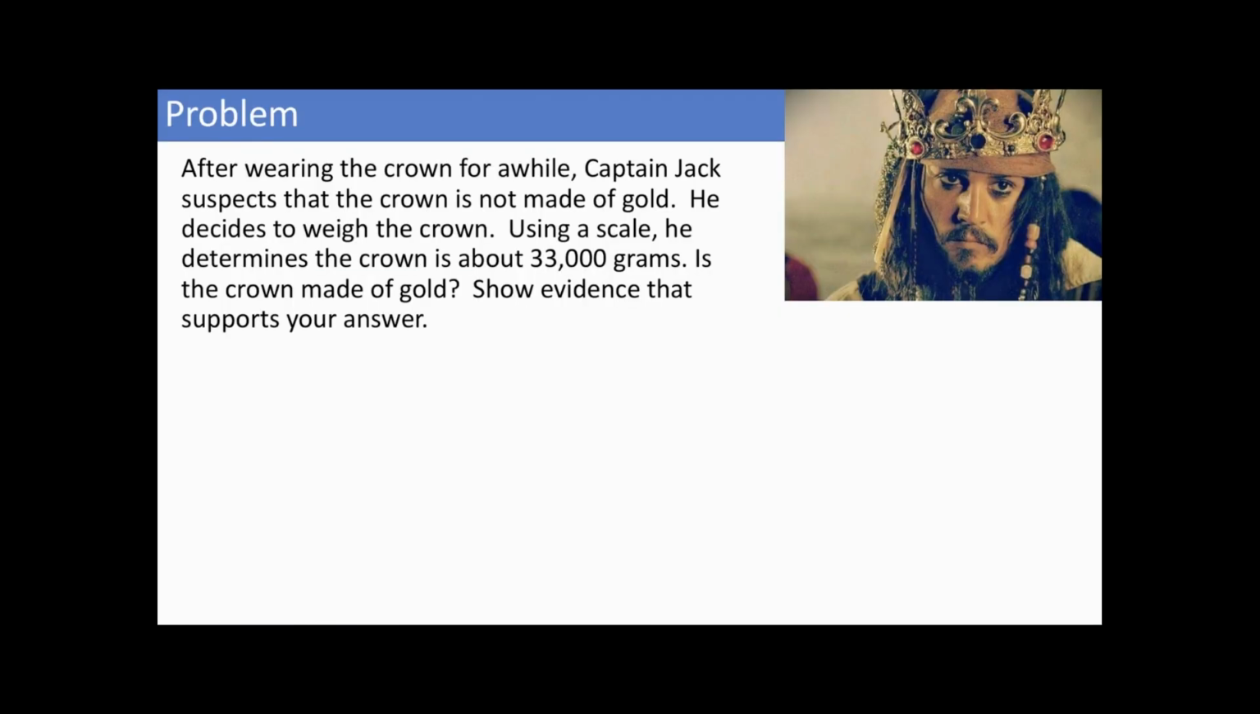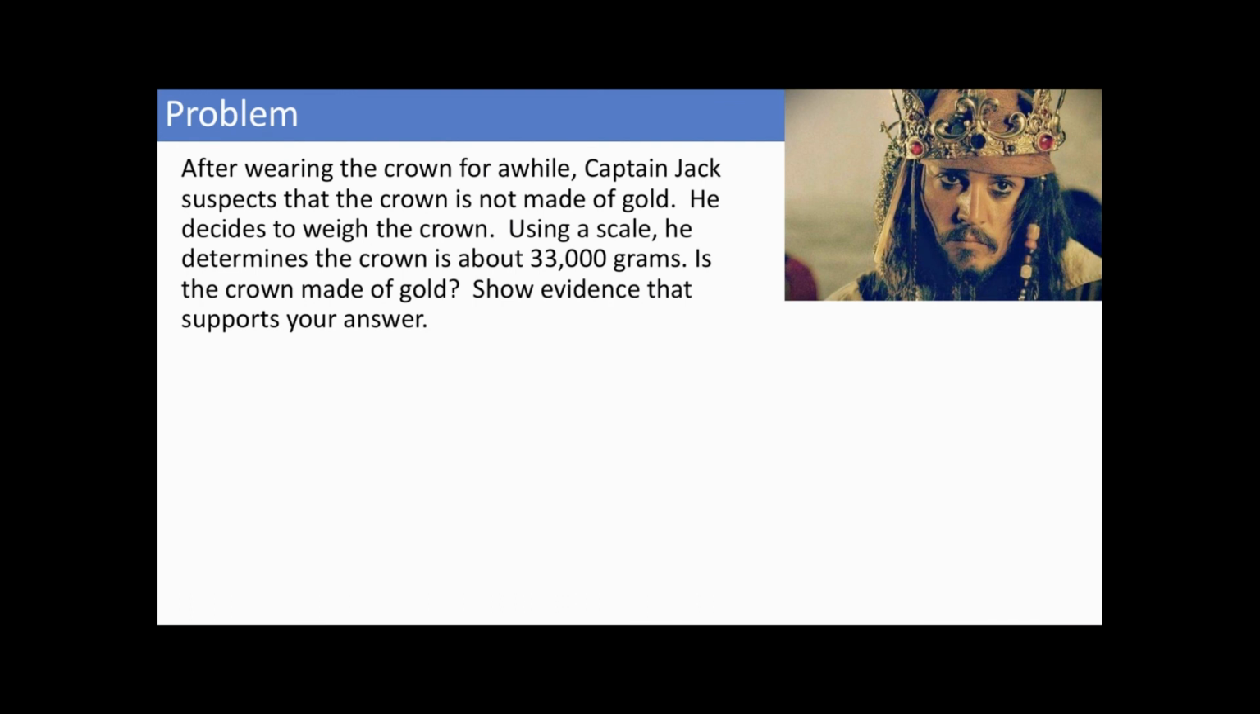All right, so let's go back to that crown. After wearing the crown for a while, Jack suspects the crown is not made out of gold. You know, he's a pirate. He knows about gold. So he decides to weigh the crown. Using a scale, he determines the crown is about 33,000 grams. Is the crown made out of gold? Show evidence that supports your answer.